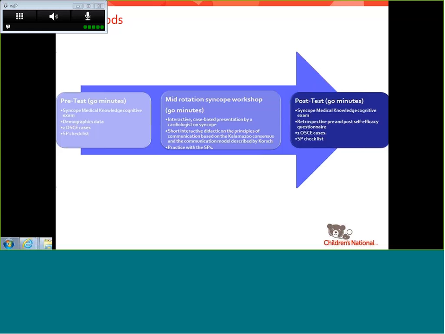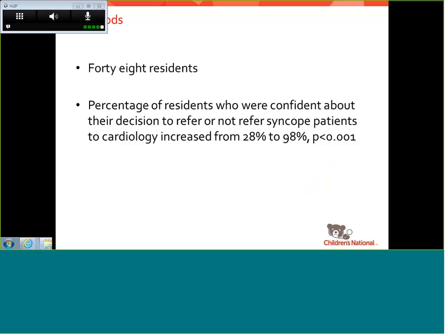At the end of the rotation, the residents filled out again the syncope knowledge MCQ, along with the standardized patient performance checklist, after they did 2 similar-themed OSCEs, but not identical. And then we asked the residents to fill out a self-efficacy questionnaire in a retrospective pre-post fashion. We had 48 residents.